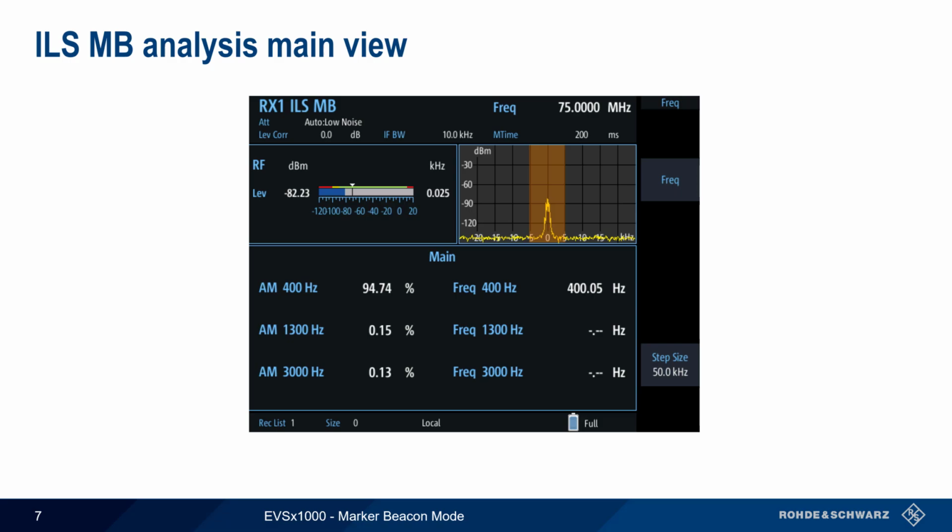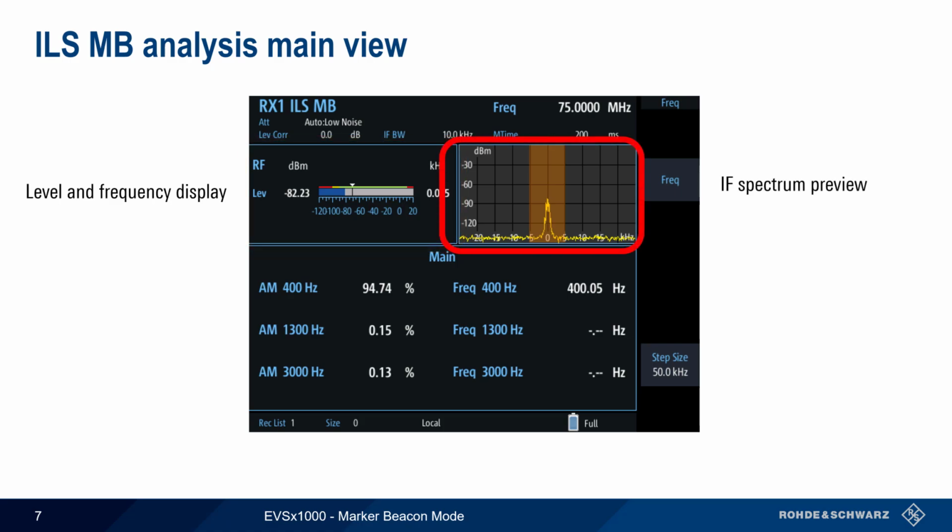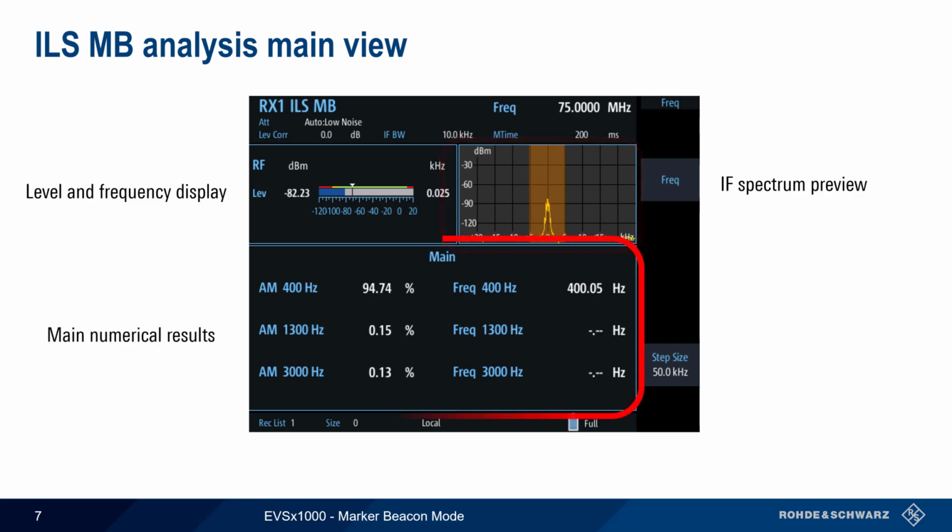The main marker beacon analysis view is divided into three sections: the level and frequency display, which provides information on the power and frequency of the received signal; the IF spectrum view, which shows power as a function of frequency; and the main numerical results, which can be configured to show various measurements and parameters of the received signal.